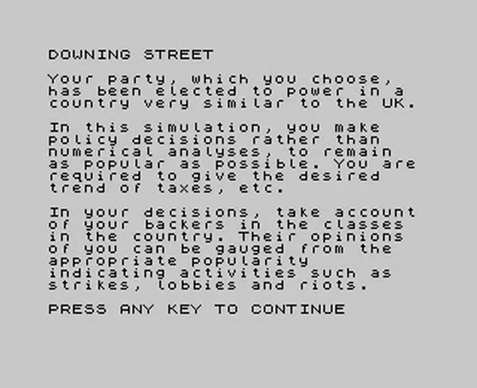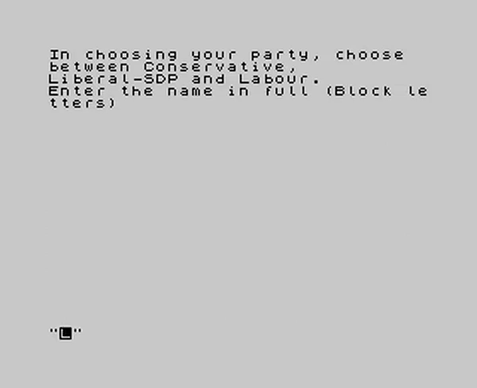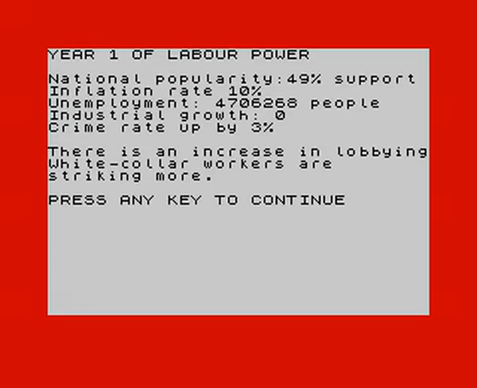We're now going to try this as the Labour Party. This was the early 1980s. This is old Labour, Michael Foot, that sort of thing. So let's see how we're getting on. We are the Labour Party. Put that in capitals. And I've set the border to be red, because we are going to keep the red flag flying here. There's an increase in lobbying.